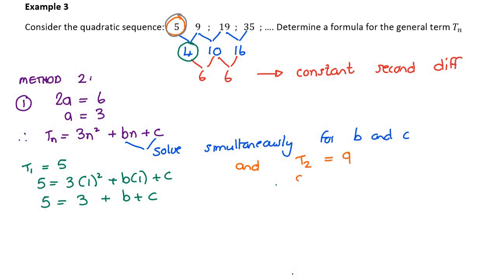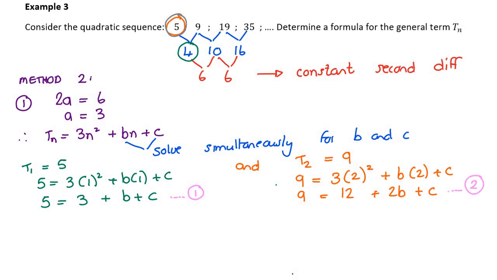So 9 is the value of the term when n is 2. So 2 squared plus b times 2 plus c. So 9 is the value of the term, and that would be 12 plus 2b plus c. So what I've done here is I've created 2 equations using T1 and T2. So this is equation number 1 and equation number 2. And now all I need to do is solve simultaneously, which is something you've been doing for years now.